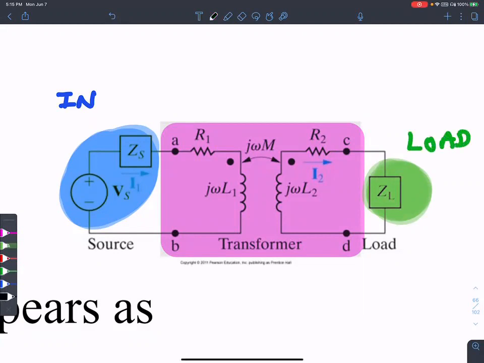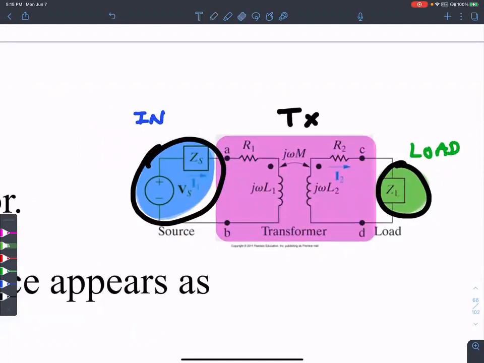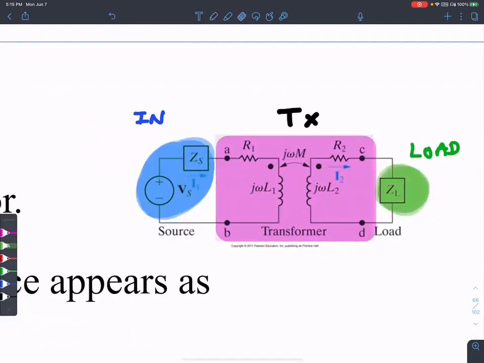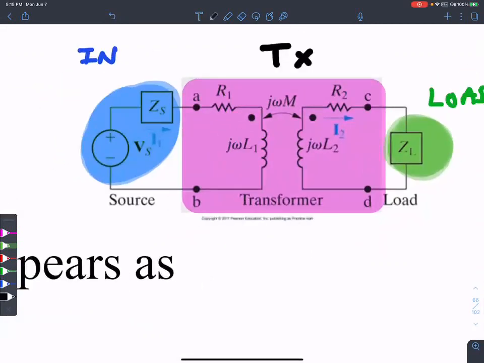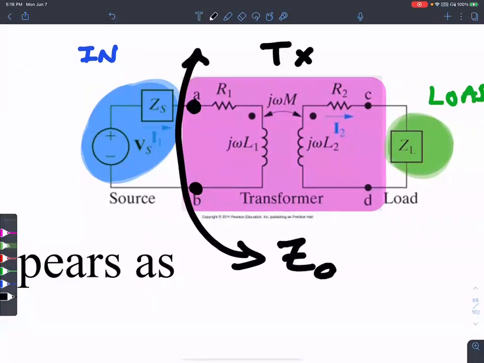So here is my transformer. There is the input, there's the load. Then we are going to slice it in every which way. Once we slice it into input and output terminals, this is the input side. If I were to stand outside that purple box, to the left of it, and try to look into those two terminals, what would be the impedance that I find there? That's the question.